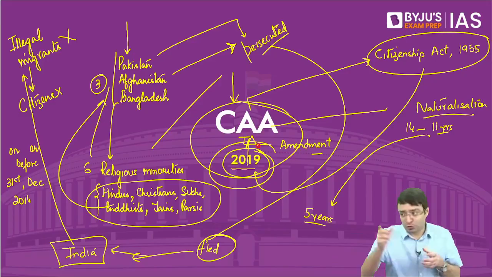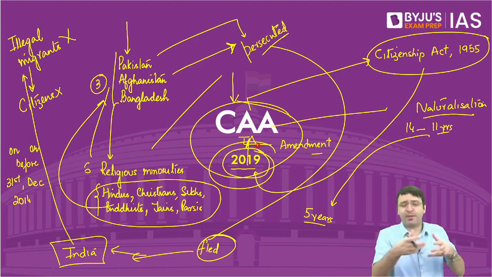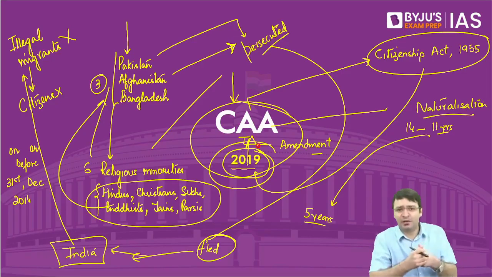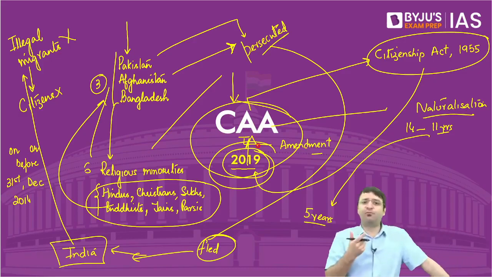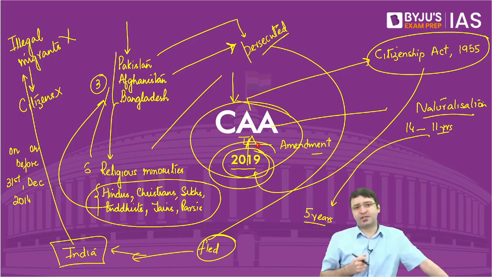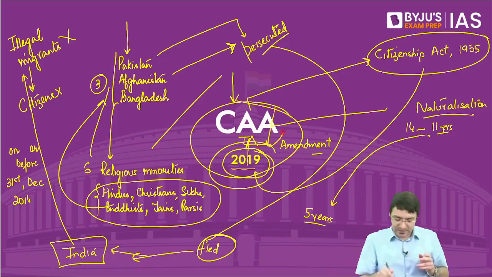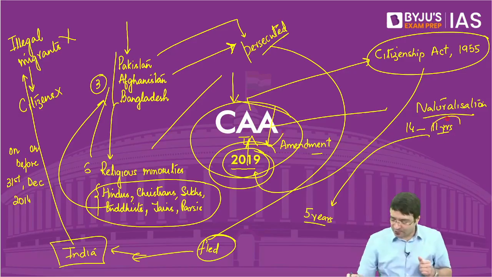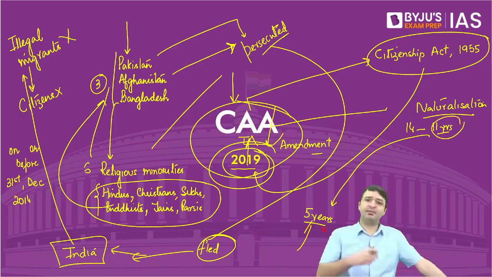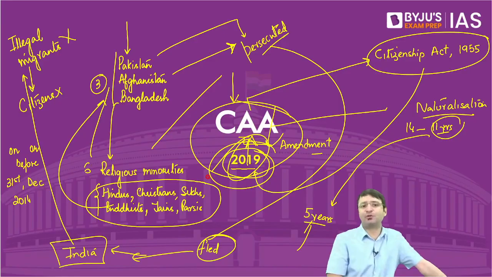But through which route? Not through birth, not through descent, not through registration, because they may not also be married to an Indian, but through naturalization. And in naturalization, they have to meet certain conditions, such as you should have stayed in India for 11 years. The government said, we will reduce this period of naturalization from 11 years to 5 years, and they will be given citizenship. That's the whole point of the Citizenship Amendment Act 2019.